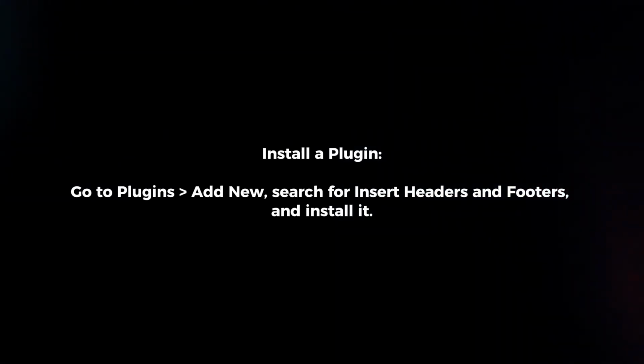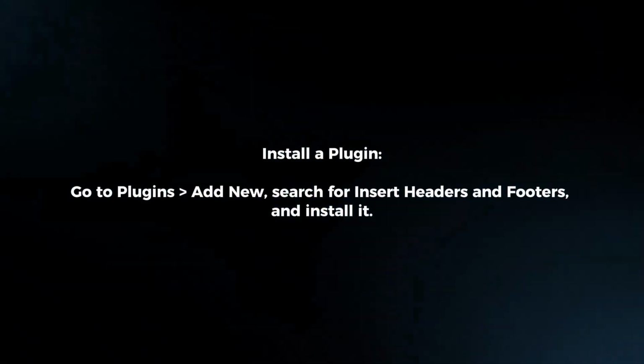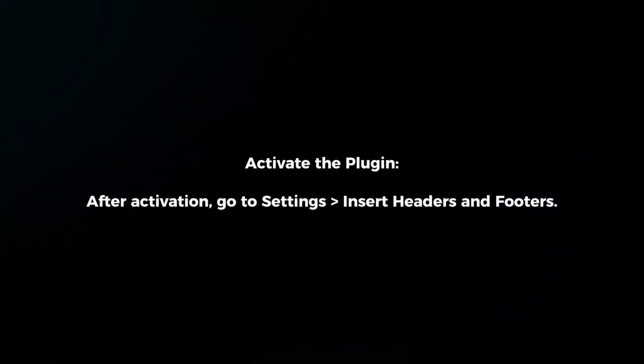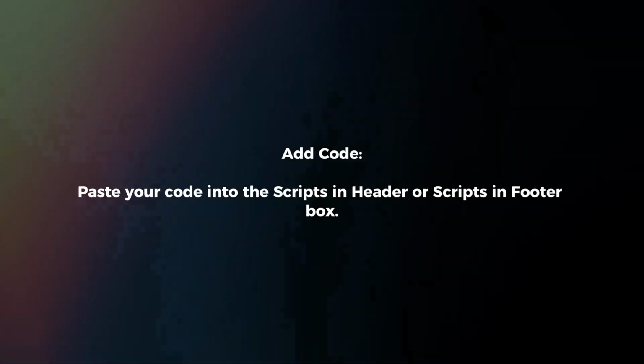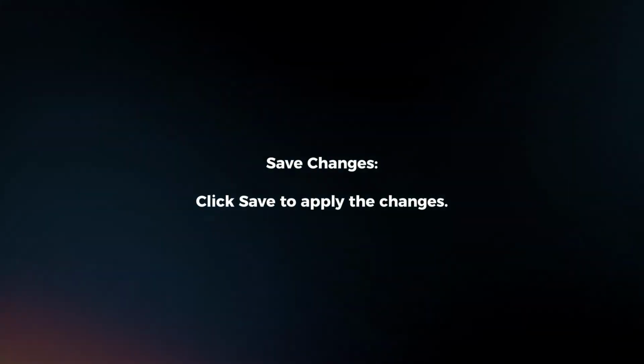Using a plugin: install a plugin. Go to Plugins, Add New, search for Insert Headers and Footers, and install it. Activate the plugin. After activation, go to Settings, Insert Headers and Footers, Add Code. Paste your code into the Scripts in Header or Scripts in Footer box. Save changes. Click Save to apply the changes.